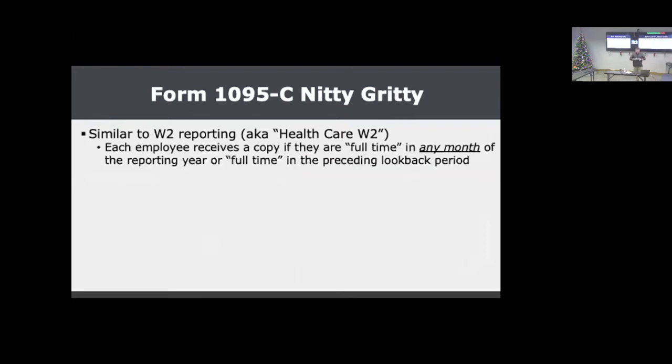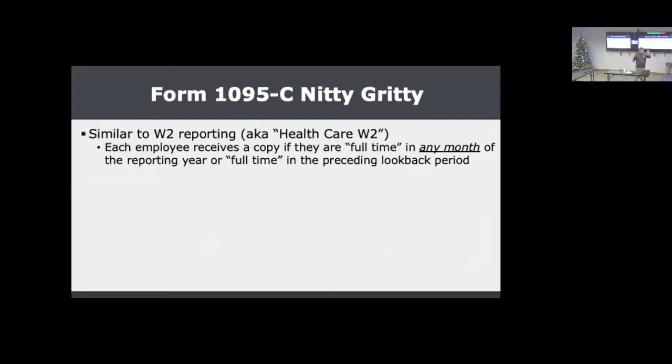Each employee receives a copy if they're full-time in any month of 2019, and especially if they're full-time in the preceding look-back period. We'll talk about that little nuance here in a second. But the concept is, if you send in a 1095-C to the government, they are going to presume that that employee met the definition of full-time in at least 1 month. You see why that's significant? Because if you had that employee that went in and told the government, I'm full-time in every month, but they were really only full-time in 1 month, that could be where you're going to have to use that ESRP response we talked about for the tax penalty letter and say, hold on a second.